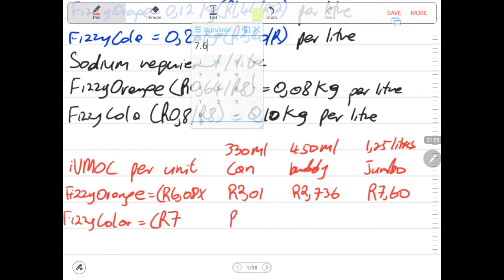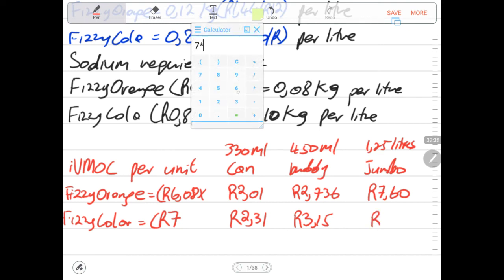Then we come to the second product type and do allocation to the product variation. 7 times 0.330. This will give us 2 rand 31 cents. Second one, 7 times 0.450. This gives us 3 rand 15 cents. I hope you understand why I'm just saying 0.450, because 450 divided by 1000 gives us 0.45, and 330 divided by 1000 gives us 0.33. So I just round off to the second calculation of the fizzy orange.